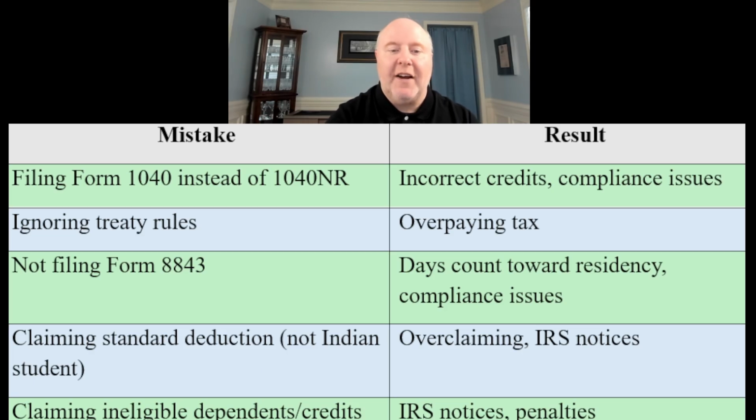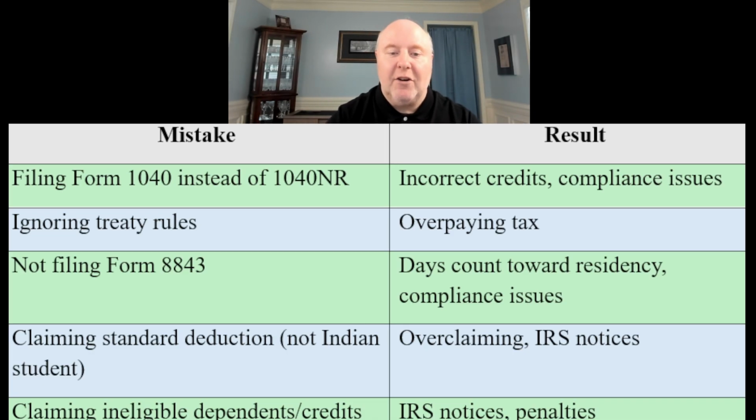Another one is going to be not filing that Form 8843. Remember, most international students have to file the Form 8843 every single year. So if you don't do that, then what happens is sometimes it starts getting counted towards your residency, because remember the 8843 is kind of pausing that. And then there could be some compliance issues as well. So you want to make sure that you're filing that 8843, even if you don't have to file the Form 1040 NR because you didn't have any income. You're still going to go ahead, you're going to do that 8843.